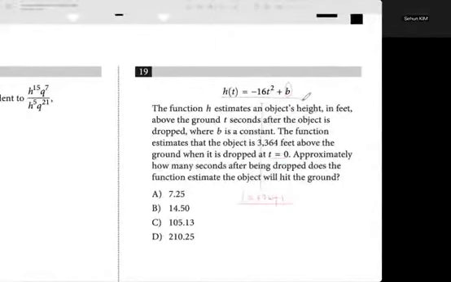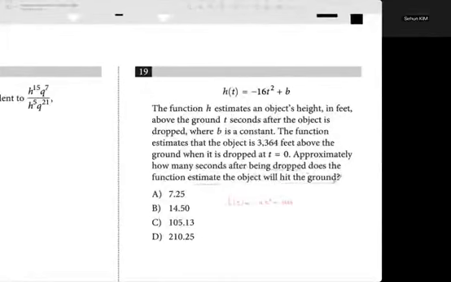If you plug that in, you'll figure out that b equals 3,364, because when you plug in t equals 0, this part just becomes 0, and then h of t is 3,364. So b will equal 3,364. Now we've got the complete function: h of t equals negative 16t squared plus 3,364.